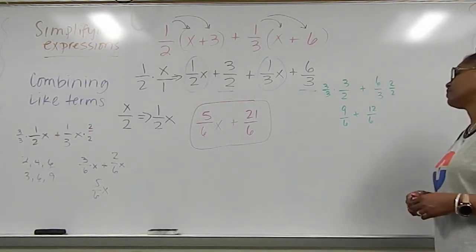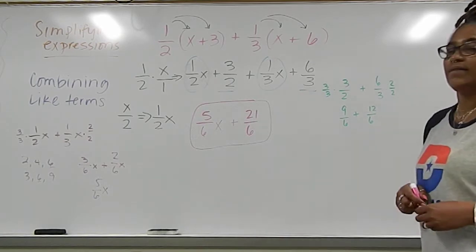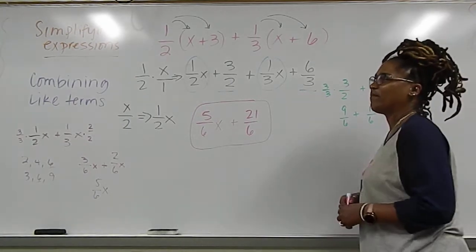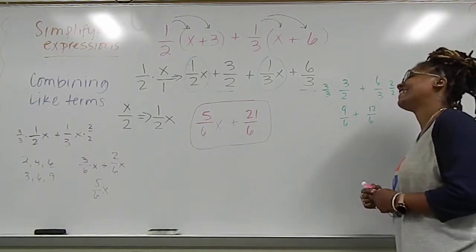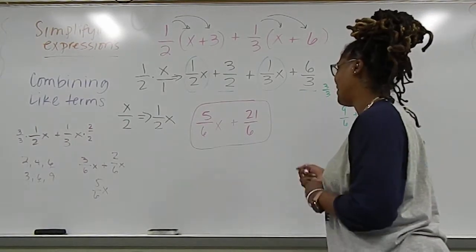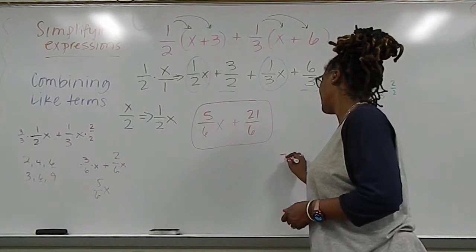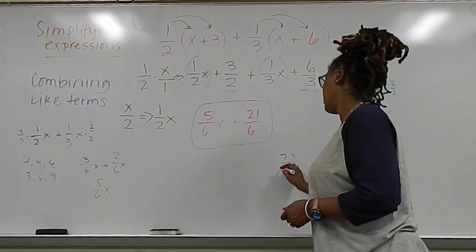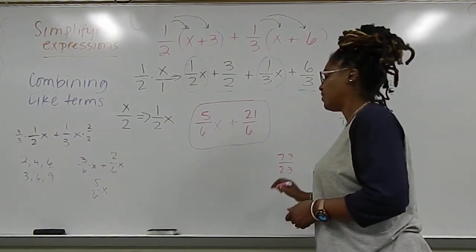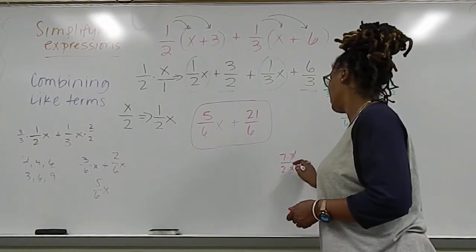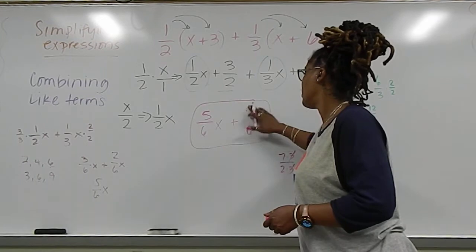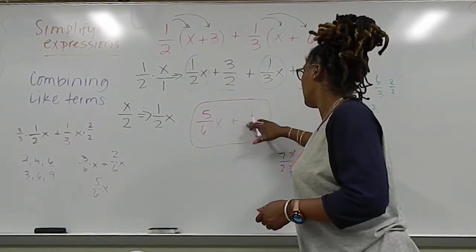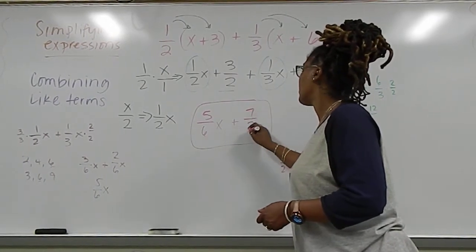Is 21 over 6 reducible? Do they have a common factor? You can say from your smile, yes, you are correct, right? Because we could rewrite 21 as 7 times 3, and we could write 6 as 2 times 3. Both of these 3's reducing out. So we could change that to 7 over 2.